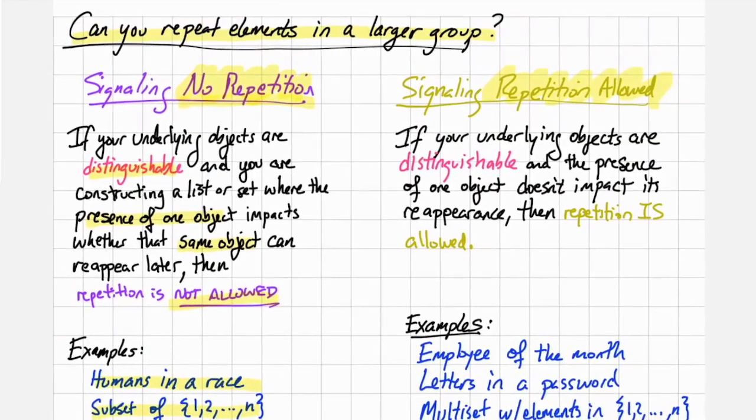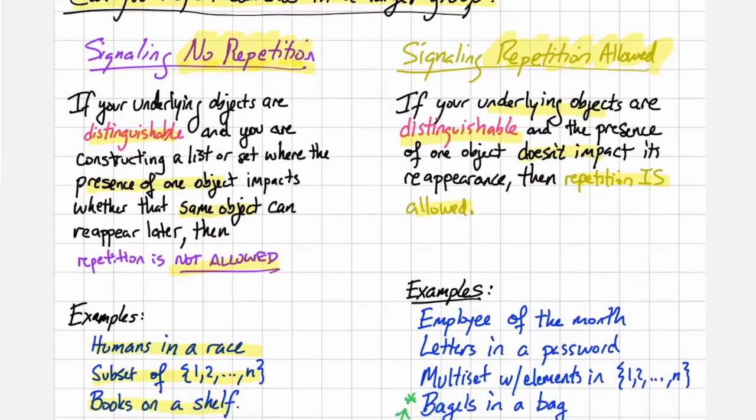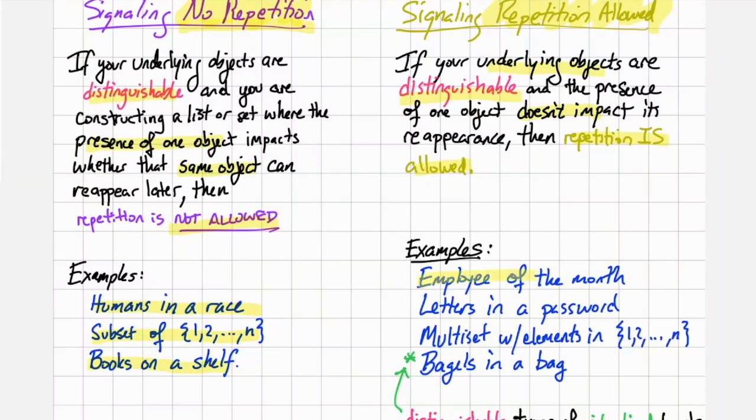On the other hand, if your underlying objects are distinguishable and the presence of one object doesn't impact its reappearance, then repetition is allowed. Think about these examples. Your workplace has an employee of the month. You can be employee of the month this month and next month. Letters in a password. Normally you can repeat the same letter multiple times in the same password.